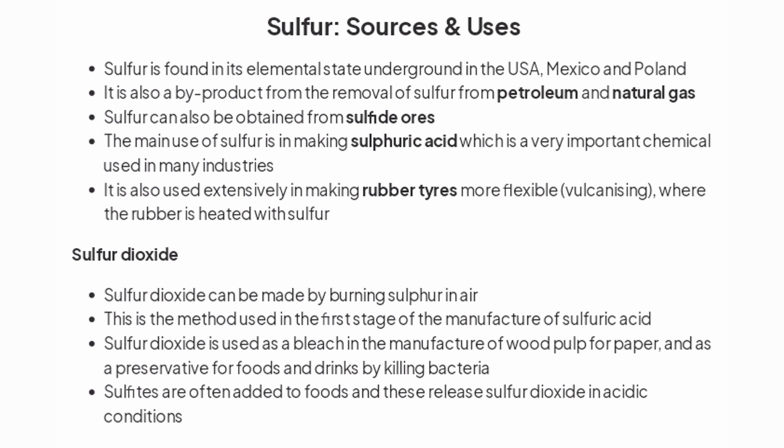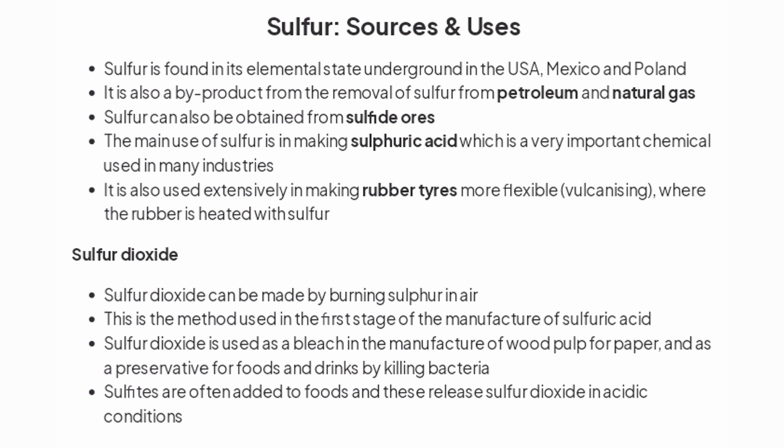The main use of sulfur is in making sulfuric acid, which is a very important chemical used in many industries. It is also used extensively in making rubber tires more flexible, vulcanizing, where the rubber is heated with sulfur.